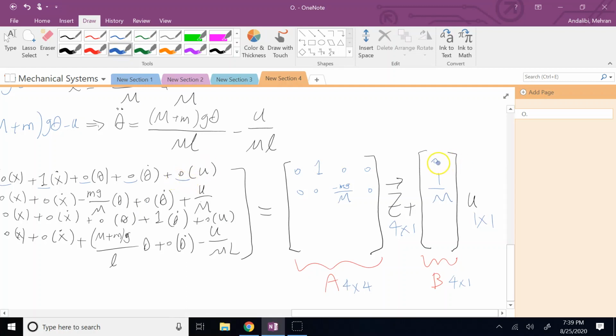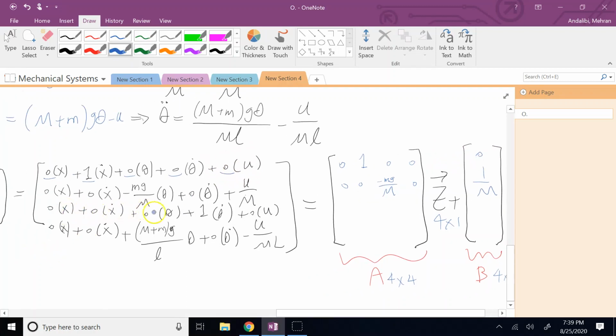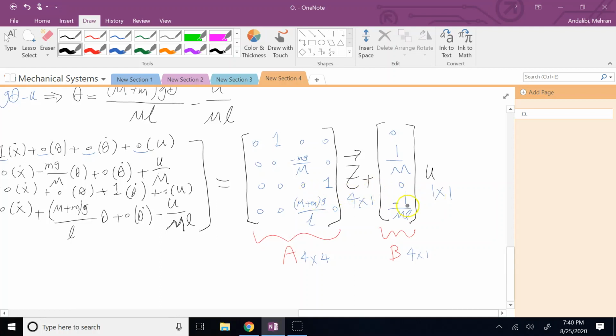So I can use these coefficients here. This 0 also is this guy. Then again here, 0, 0, 0, 1. Then 0u. And here 0x, 0x dot. M plus m times g over L, no theta dot. And then negative 1 over m times L. So I got my A matrix and B matrix.